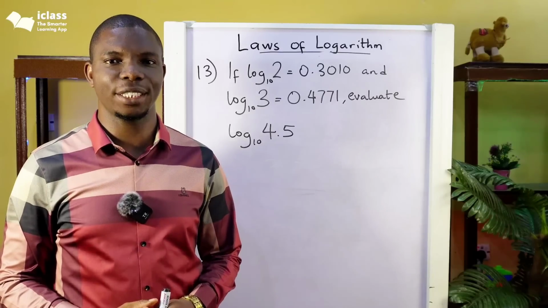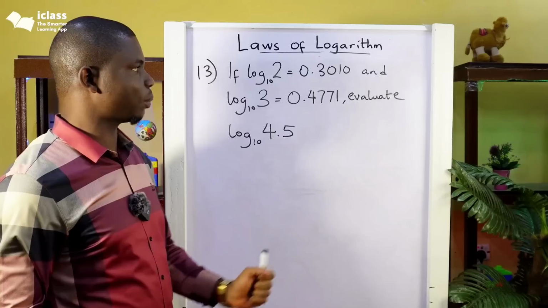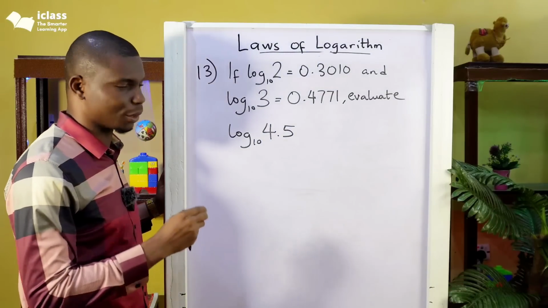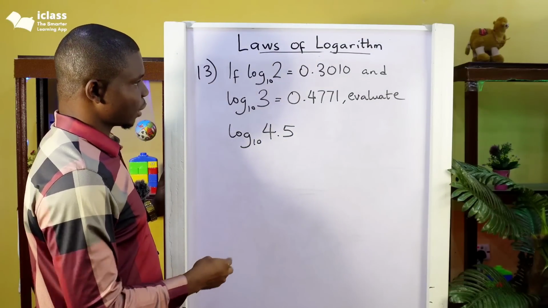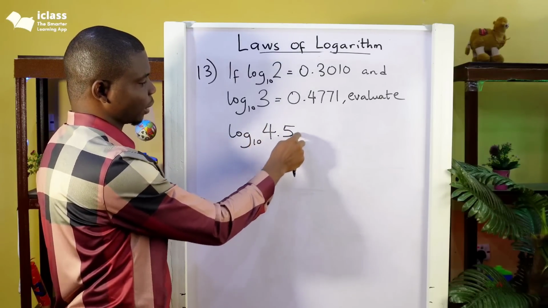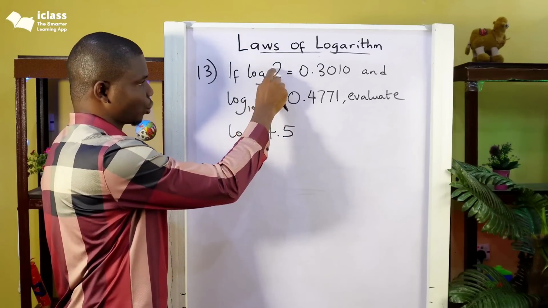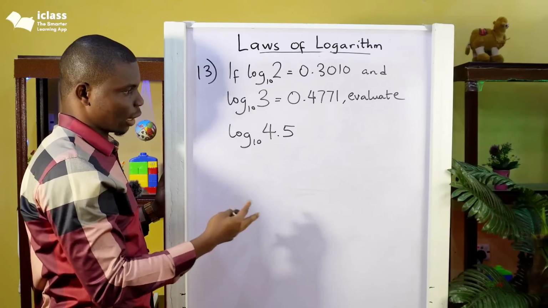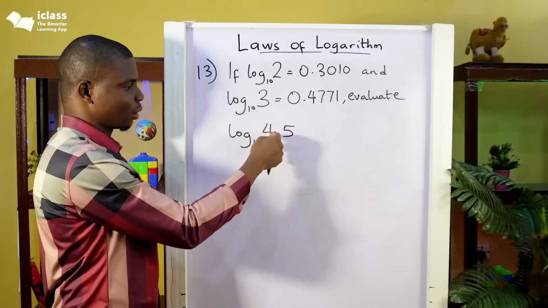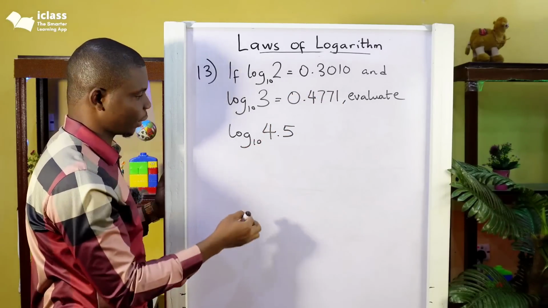Now to the last question in today's video. Question number 13. If log 2 is 0.3010 and log 3 is 0.4771, evaluate log 4.5. All right. What you want to do here is to see if you can express the one you are looking for to contain 2 and 3. However, you can combine 2 and 3 to get 4.5, so that you can use what you are given to find what you are asked to find, okay?